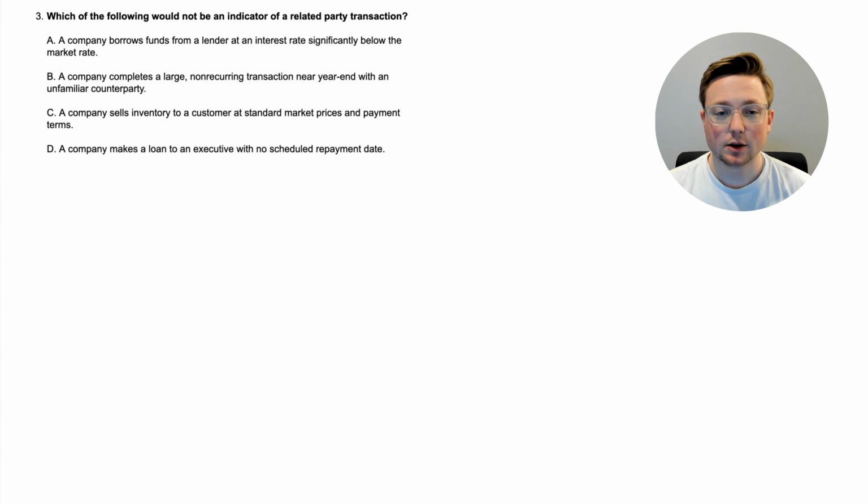All right, here we are at question 3. Which of the following would not be an indicator of a related party transaction? So let's go through this. Option A, a company borrows funds from a lender at an interest rate significantly below the market rate. Option B, a company completes a large non-recurring transaction near year-end with an unfamiliar counterparty. Option C, a company sells inventory to a customer at standard market prices and payment terms. Option D, a company makes a loan to an executive with no scheduled repayment date.